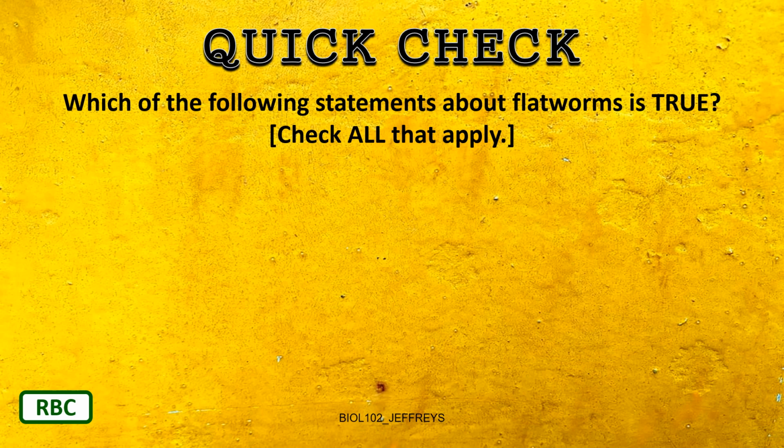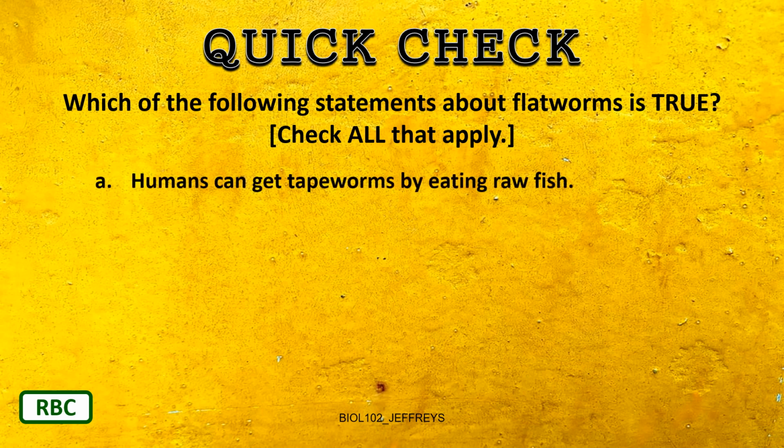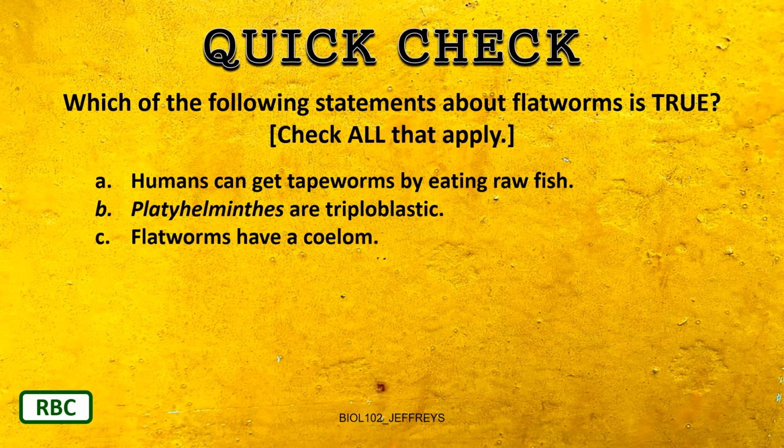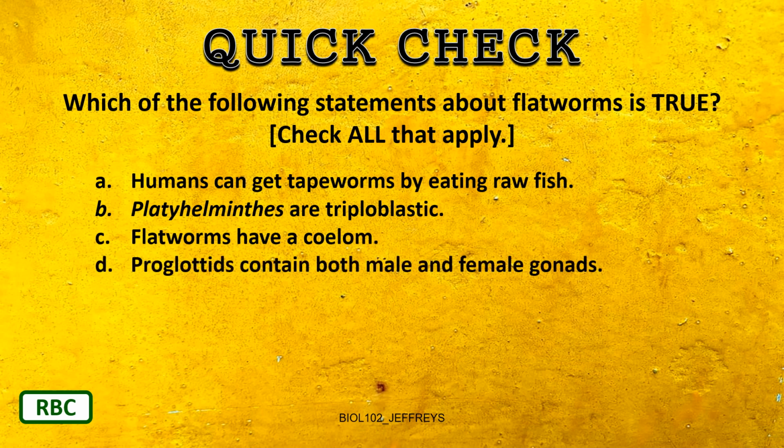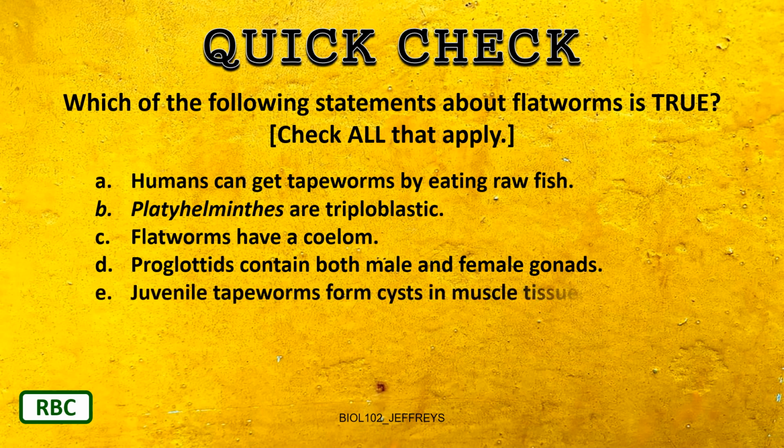So we have a quick check here. Which of the following statements about flatworms, Platyhelminthes, is true? Check all that apply. Humans can get tapeworms by eating raw fish. Platyhelminthes are triploblastic. Flatworms have a coelom. Proglottids contain both male and female gonads. And juvenile tapeworms form cysts in muscle tissue. I think that's the last one.